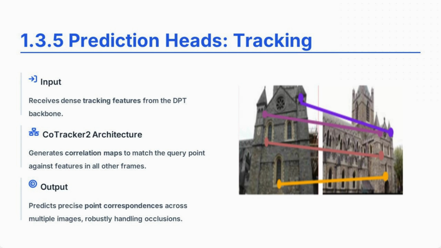Finally, we look at tracking. The tracking head takes the tracking features from the DPT head and passes them to CoTracker2, which builds correlation maps and finds each query point's matches across all images. This gives us consistent 2D correspondences across views, while staying accurate even under viewpoint changes and occlusions.